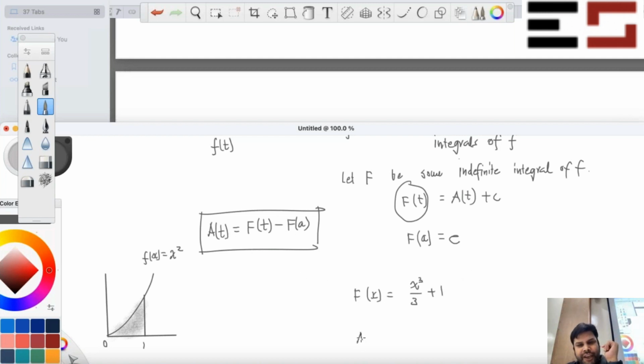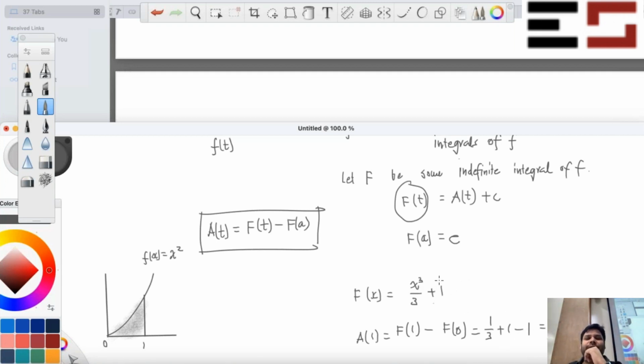I want to find A1. A1 is F of 1 minus, what is this a here? 0. Tell me what are we going to get? Notice that this constant doesn't matter. That is why I said that you can take any indefinite integral. It's not going to be a problem. So it doesn't matter. It's just going to cancel.